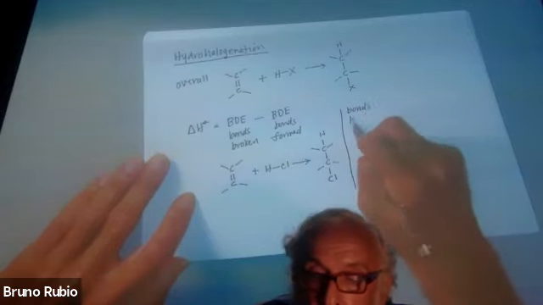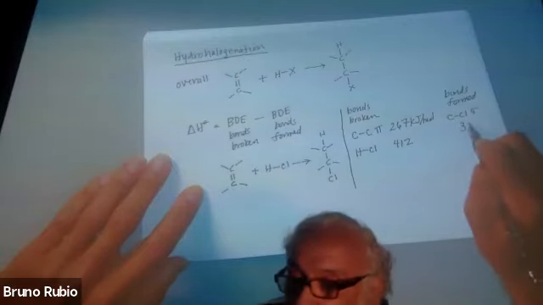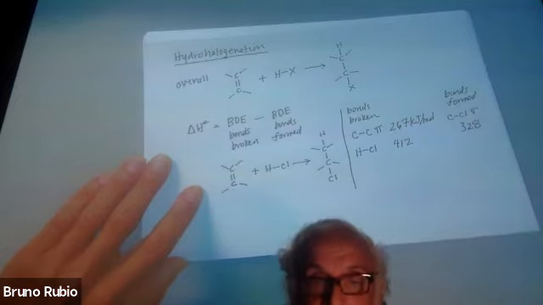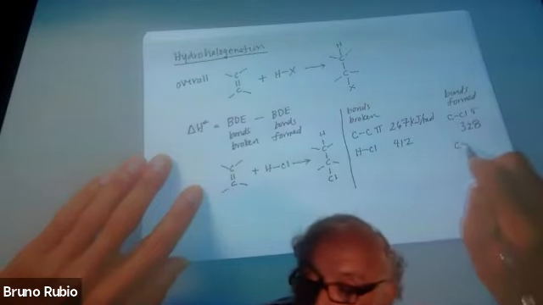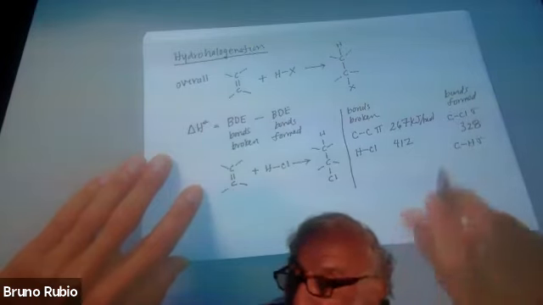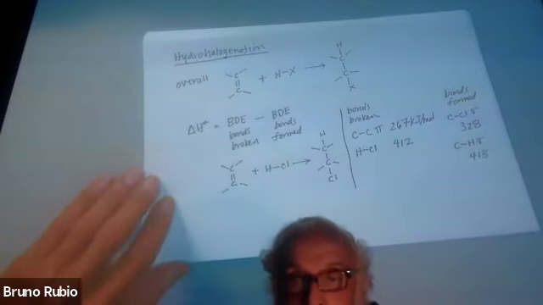The bonds that are formed, well, a carbon-chlorine sigma bond was formed. That's a new bond. This carbon-chlorine sigma bond was formed, and that's worth 328 kilojoules per mole. And another bond that was formed here that wasn't there before was this carbon-hydrogen sigma bond, and that's worth 413 kilojoules per mole.